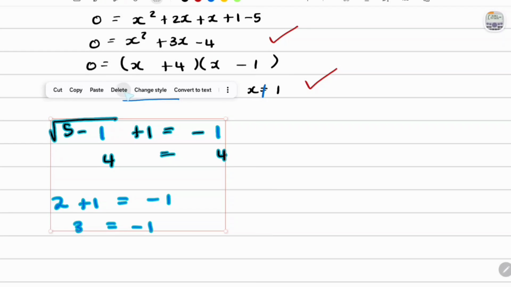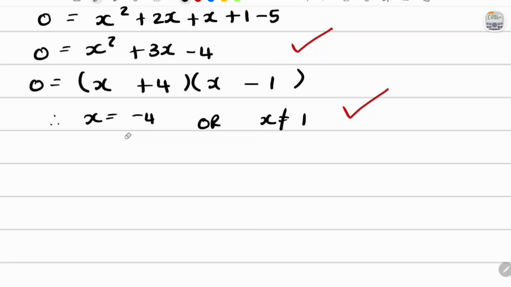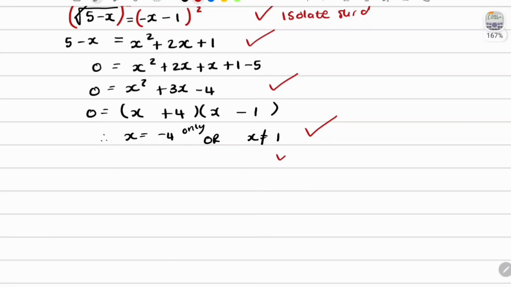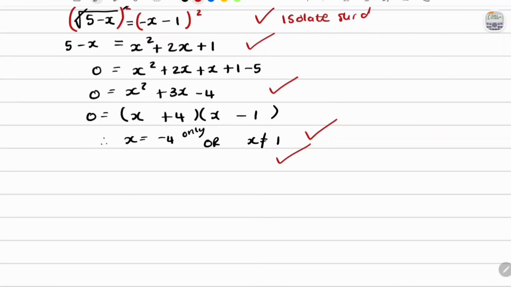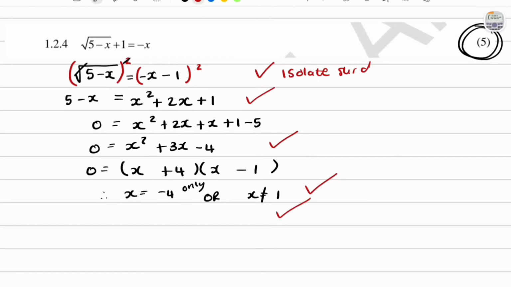This is where your extra mark is coming from. It is coming from canceling this one, telling them this is not my solution, but this one is my solution. So you can, if you like, say x is equal to negative 4 only. And then you get your extra mark for validating one and saying the other one is invalid. Okay, so that is it for the third. So 1.2.4 done. And we move on to the next question.